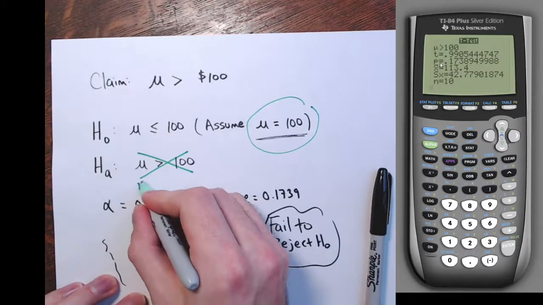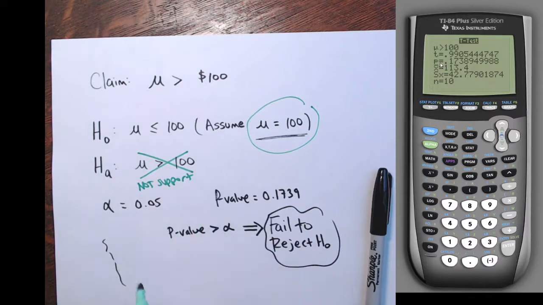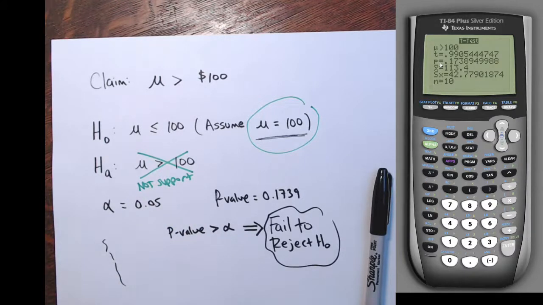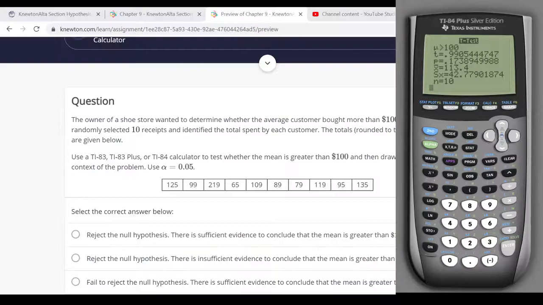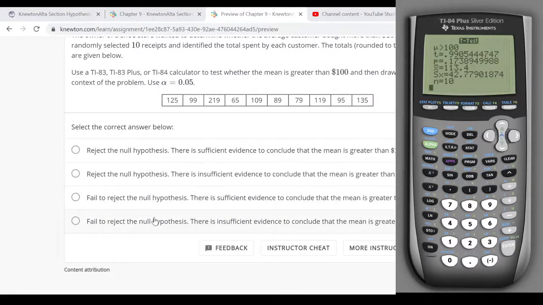So that means we're not supporting the claim. Well, that means our evidence does not. This particular sample of evidence, this sample of data, does not support this statement that the mean is greater than 100. And that's what we'll conclude. So back here, again, we're not rejecting the null hypothesis because the p-value is greater than alpha.